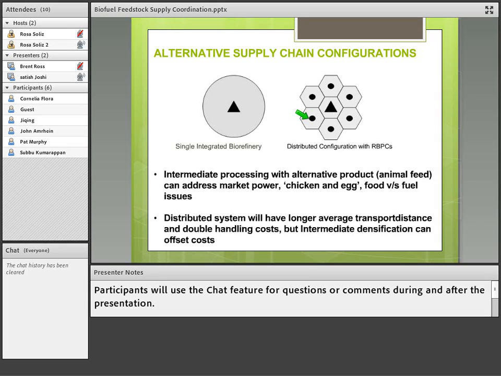So for all these reasons, we are interested in looking at the distributed pre-processing configuration, and we are specifically looking at what's called the AFX pretreatment, which is a process developed at MSU. There are a number of options for pre-treatment, and AFX is one of them, but AFX has a few specific advantages. That is, it converts biomass.